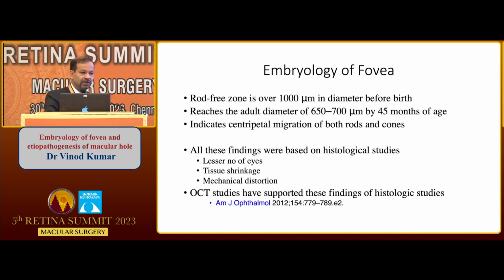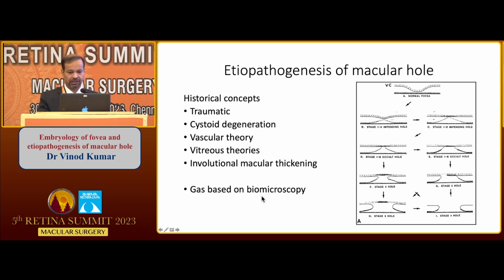The same thing happens with rods as well. We tend to believe that rods also migrate centrifugally, but it is the opposite. The rod-free zone is much larger at birth, and it tends to shrink by 45 months of age. That indicates that there is centripetal migration of both rods as well as cones. Now, all the findings I mentioned till now were based on histological studies, which were based on a smaller number of eyes, and we had confounders like tissue shrinkage and mechanical distortion. But with the onset of OCT, most OCT studies have supported these findings of histological studies.